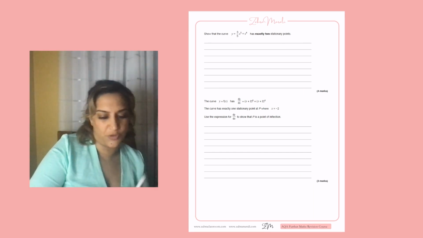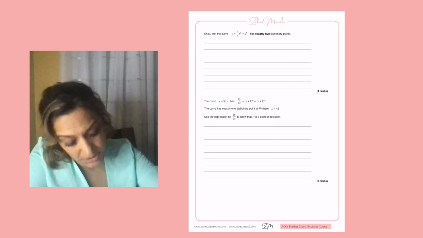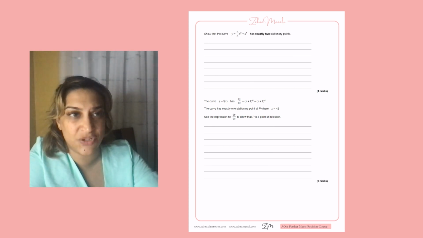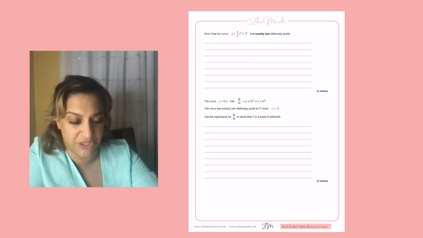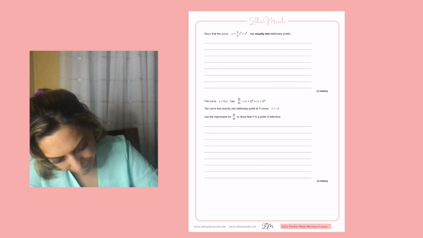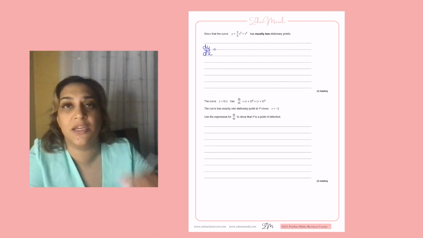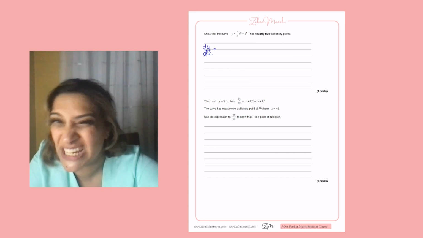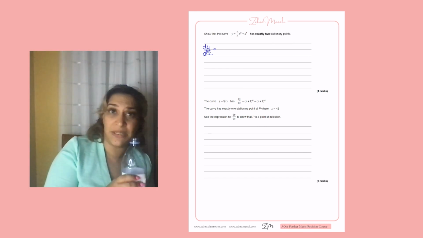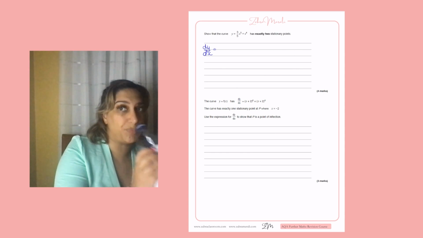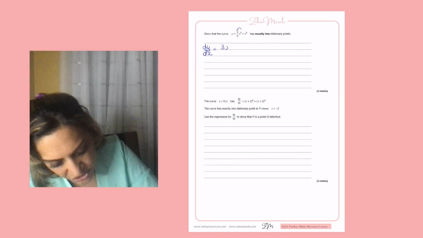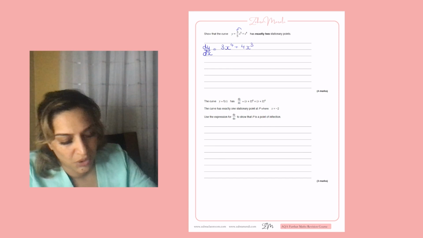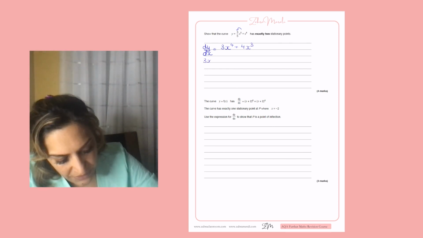Right, so we've got to show that a curve has exactly 2 stationary points. Step 1, we're going to be differentiating it. When you see stationary points or turning points, your brain's going to go: differentiate. So we bring the power down and take 1 away, and we get 3x^4 + 4x^3. And at the stationary point, we know all of this equals 0.